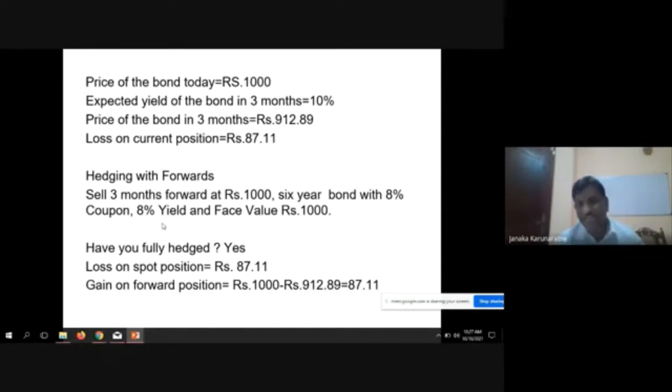If you are a speculator, you will take a chance. Let it go. Why should I hedge? I will take a chance. You are a speculator. But as a banker, you have to manage your risk.